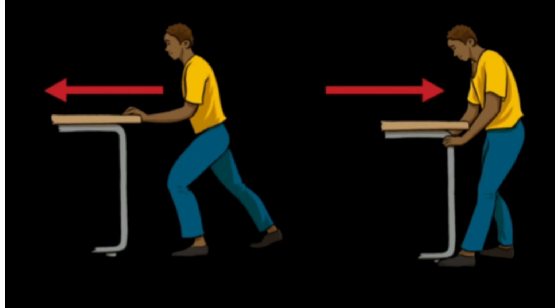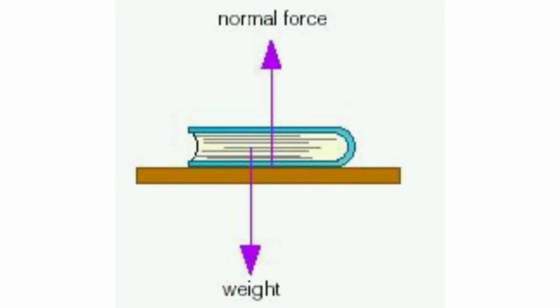Okay. What is the meaning of friction? Force that opposes motion between two surfaces touching each other. The amount of friction depends on the force pushing the surfaces together. What is the meaning of normal force? Normal force acting on the object by the table. It is perpendicular to the surfaces in contact. For example, the book lying on the table.